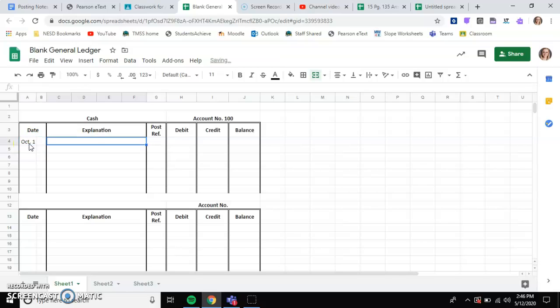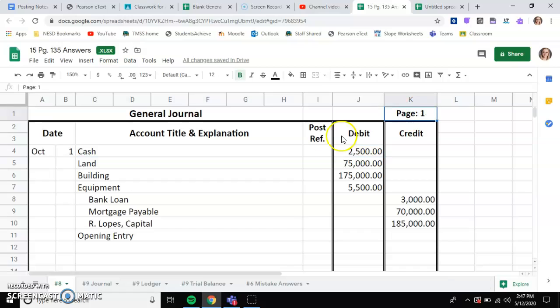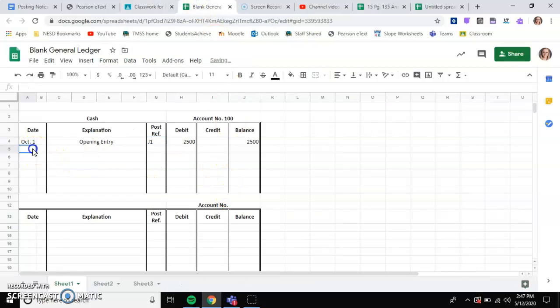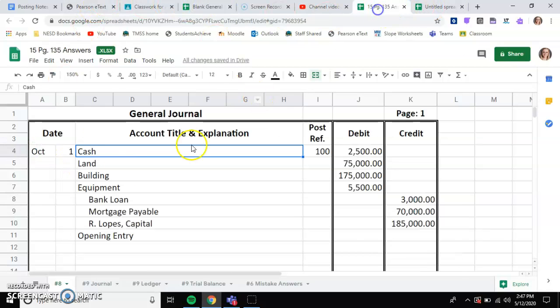October 1st. This one I actually do say opening entry because it's an opening entry. Don't fill the post reference in yet. 2,500. Enter. What's the balance? 2,500. Hasn't changed. And then the post reference column. Here's where I put J1 because I was on journal page 1 right there. Post reference 100. There. That's me doing the first line completely. That's me posting it from the journal to the ledger. And it's done. Then I move on to the next line.